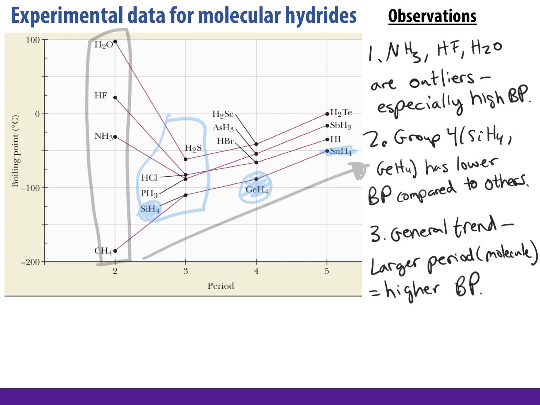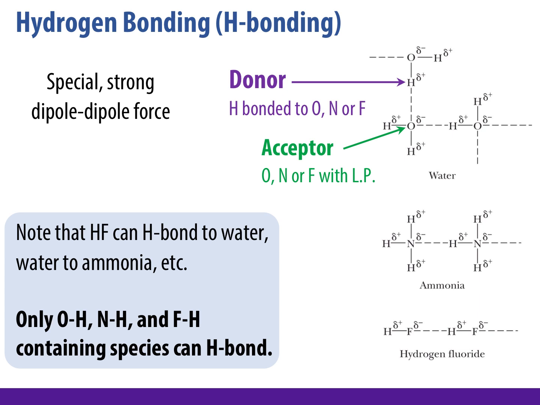Note that these compounds vary tremendously in their boiling points, from negative 200 Celsius all the way up to water of 100 Celsius. That means that we're looking at molecules that have very, very different strengths of intermolecular forces. Okay, so first let's explain that observation number 1, the high boiling point of H2O, NH3, and HF.